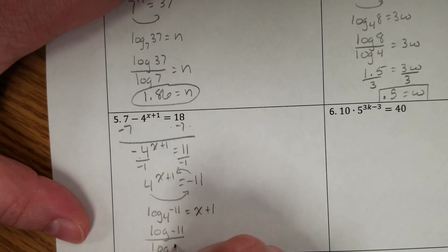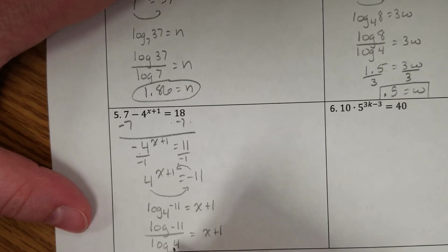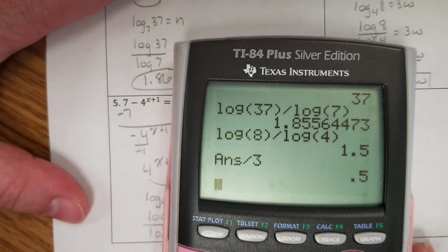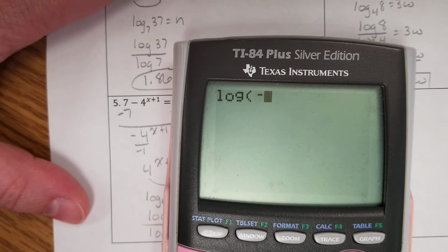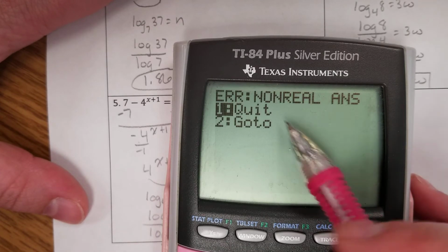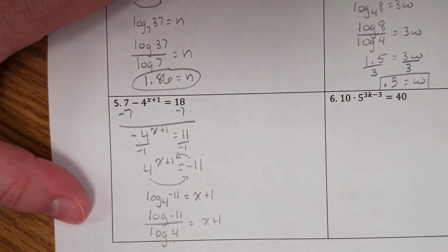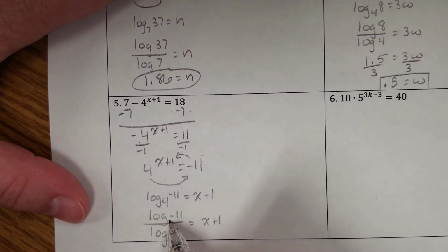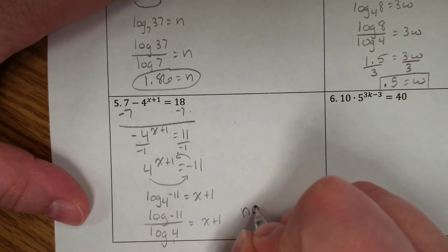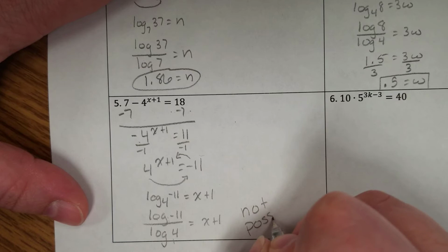And then it's the change of base. Now if you try and type this into your calculator, it's not possible. You cannot have a log that has a negative in it. So when that happens, your answer is not possible.